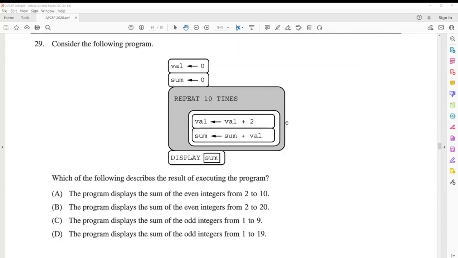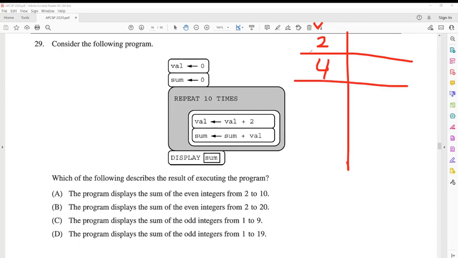Number 29, we have such a program, and then what would be the result of this program? Value equals 0, sum equals 0, value increased by 2 every time. Sum, you will add it to there. So basically, you start from value equals 2, so 2 goes in, 2 is not added. So you will add it to 4. So 4 is the first one you add to sum.